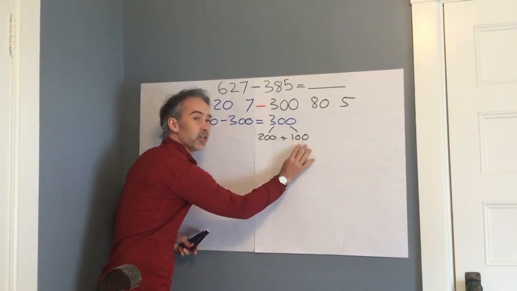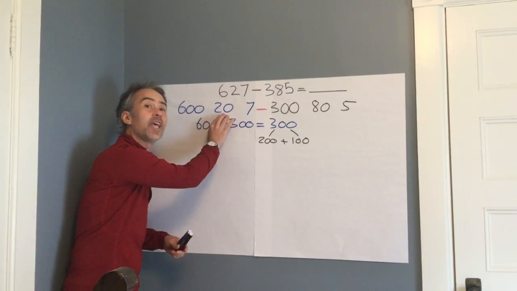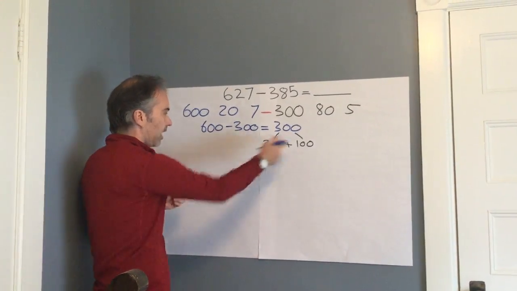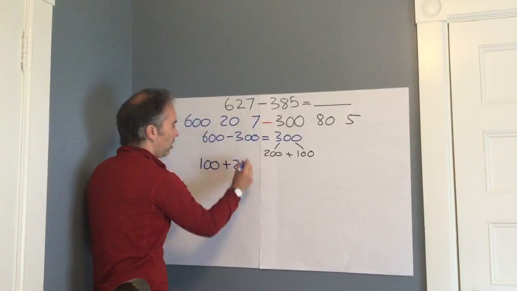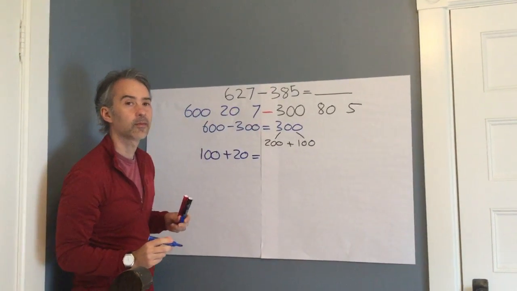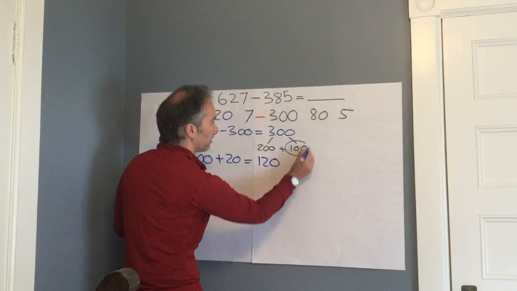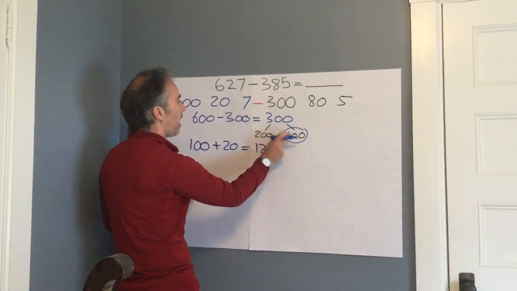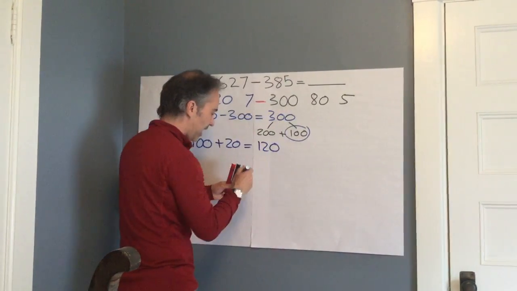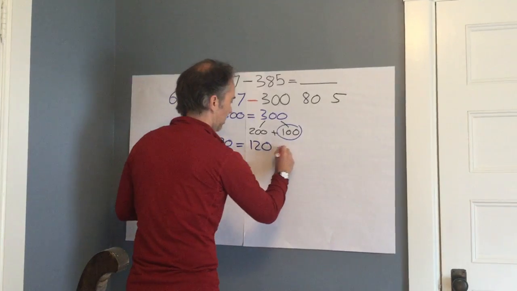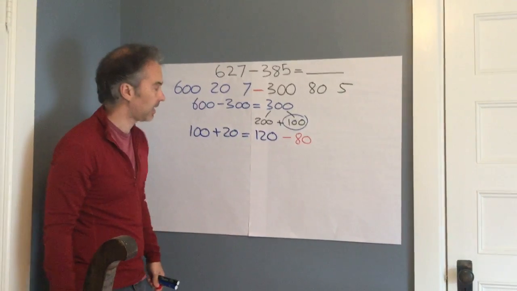Well, I'm going to give this 100, 10 tens, and I'm going to add them to my 20, my 2 tens. So this is what I'm going to do. I'm going to take my 100 and I'm going to add it to the 20. What does that equal now? It equals 120. So I've taken this 100 and I've added it to this 20 right here. Can I now take my 80 from 120? Yes, I can.